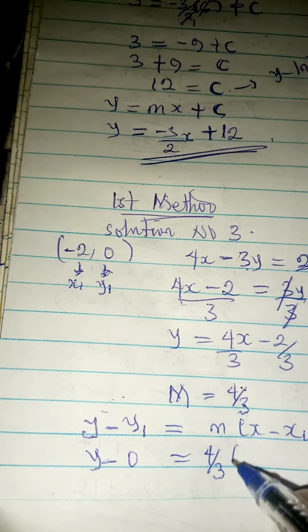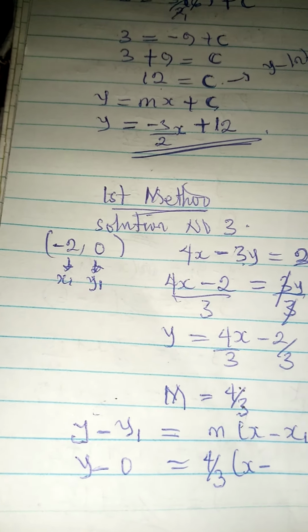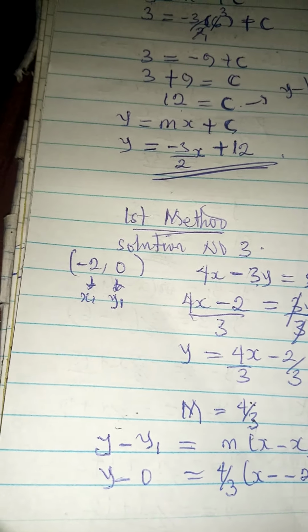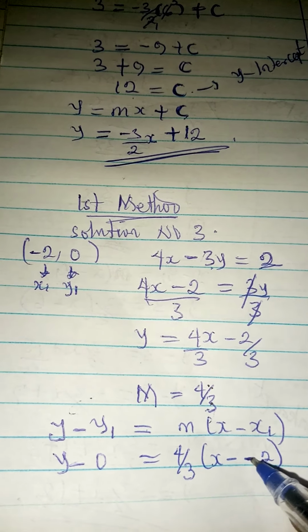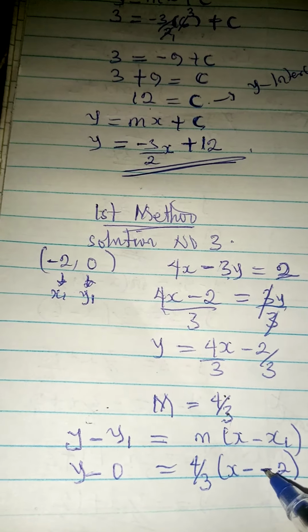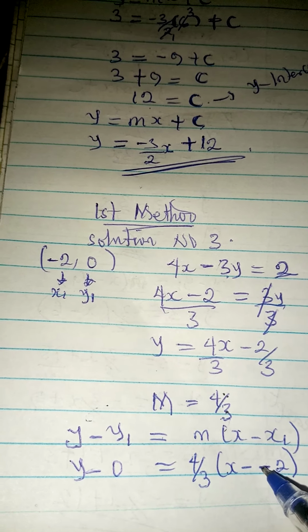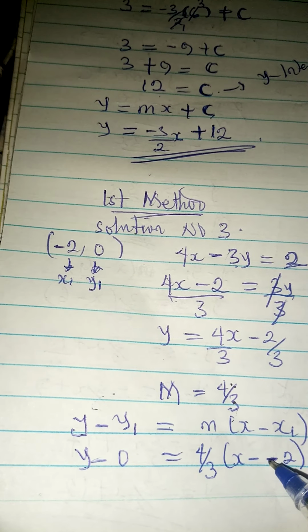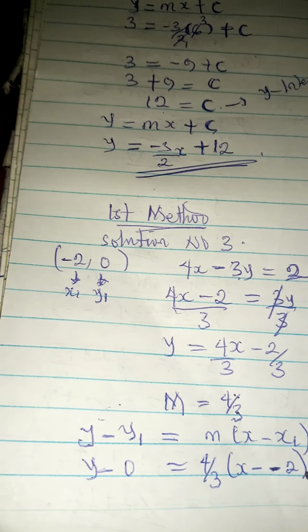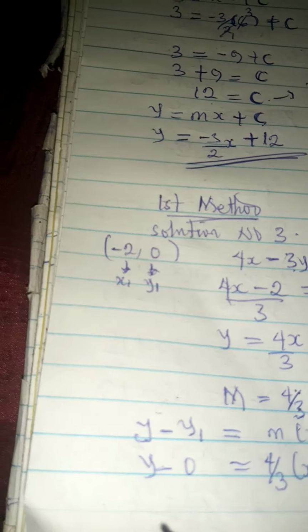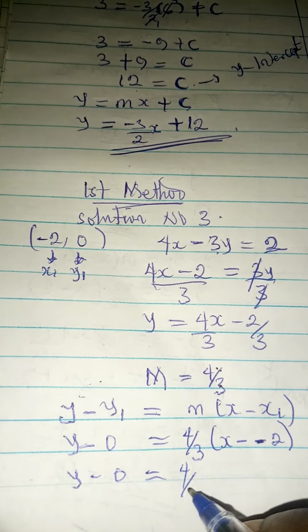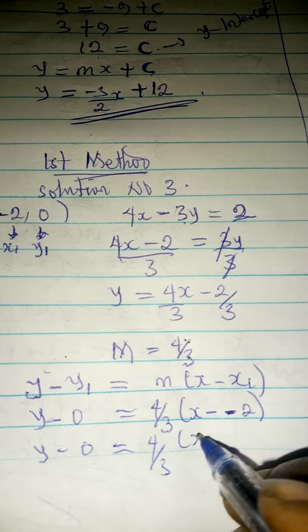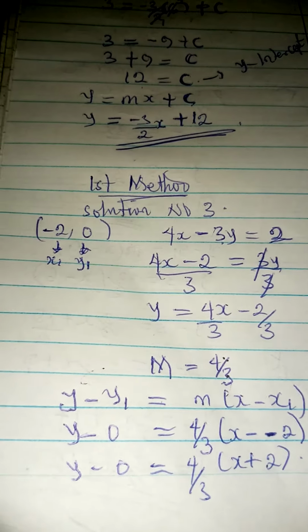4/3. And then we have x minus, our x1 is -2. Please, the minus, you know, it's negative. You can see that was the reason why I introduced this other question, so that we know that the minus that is coming from the number is different from the minus in the formula, so we have to carry the minus along, -2. So therefore we have y minus 0 equals 4/3 into brackets x plus 2.